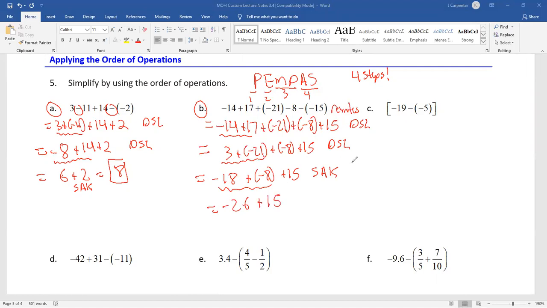Then we add our 15. It's only one pair of numbers left. They're adding, they're different signs, so DSL. 26 is the larger. 26 minus 15 is 11. 26 was bigger, it's negative, so that's a negative 11. And there is our answer.